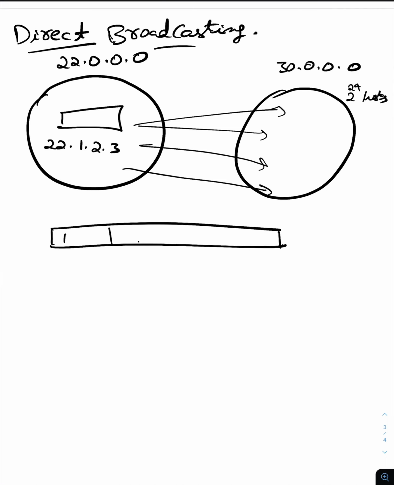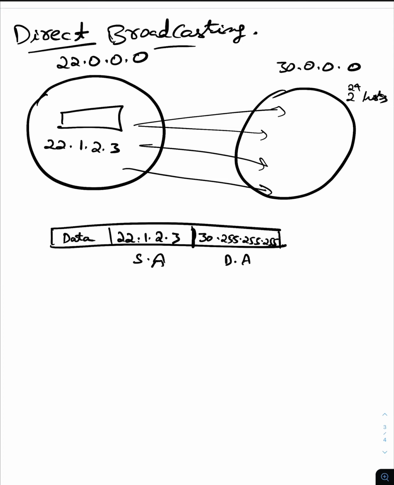So here you're sending your data, your source address you keep as 22.1.2.3, and your destination address is your network ID followed by all 255s.